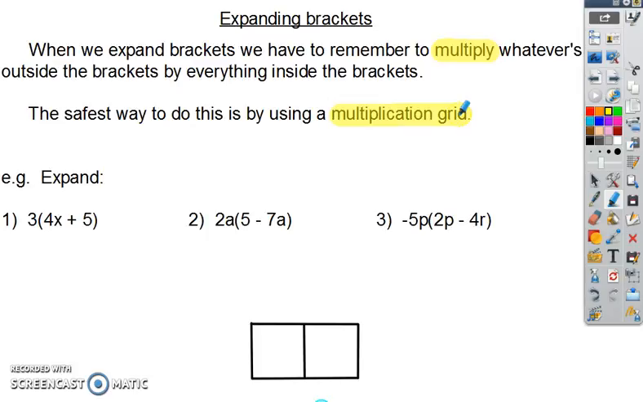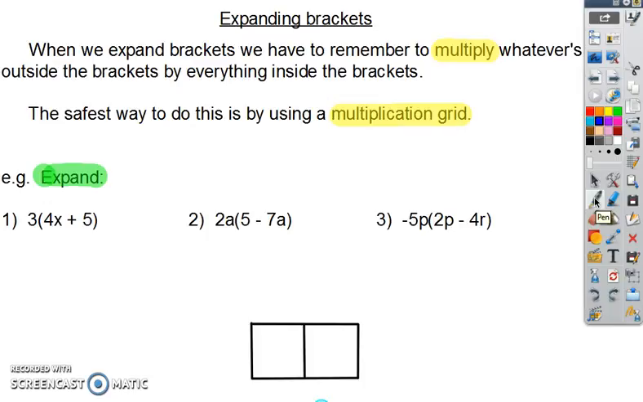Now then, here we go. For example, guys, expand. Now this is the important word in the questions. As soon as you see expand, you need to remember to do this. Okay, our first question is 3 times (4x plus 5).